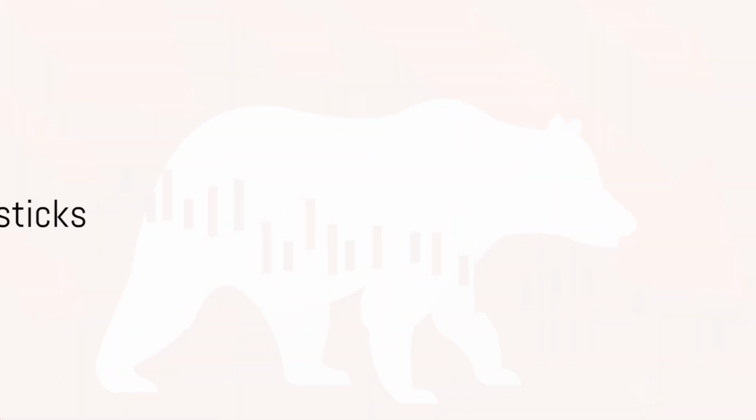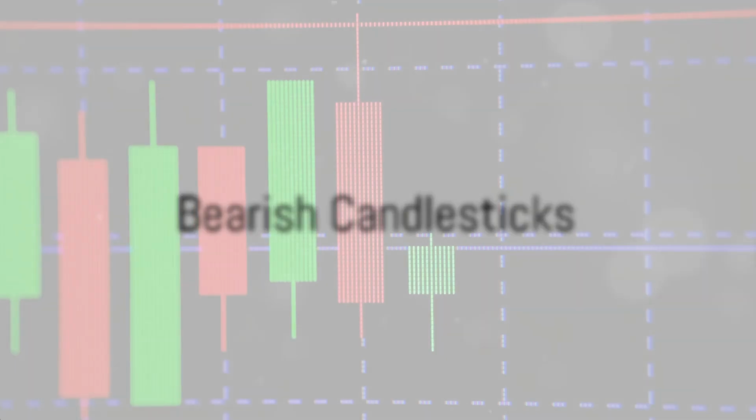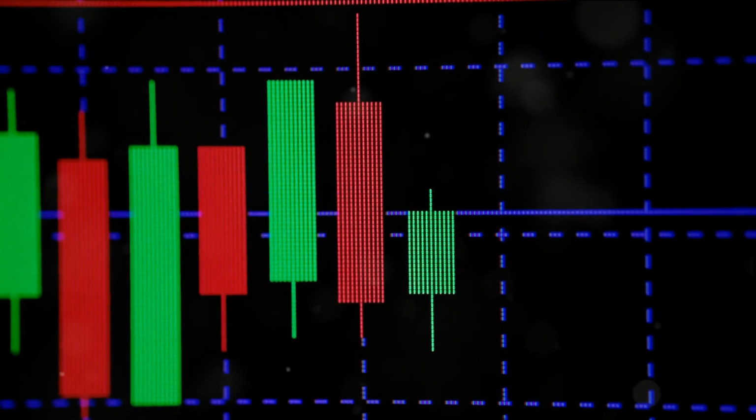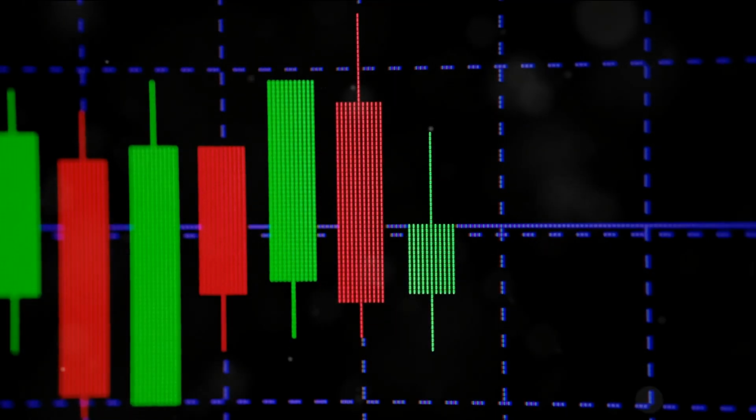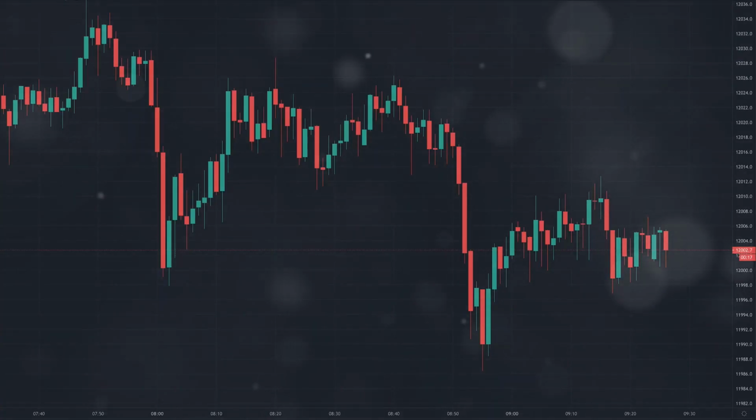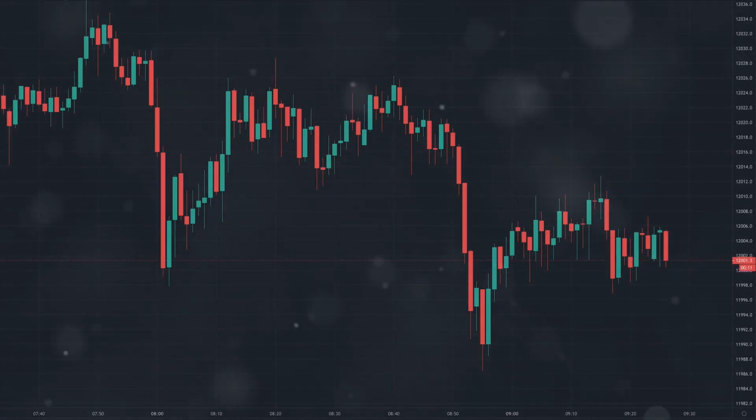What happens when the bears take over? The candlesticks tell the tale. Let's delve into the world of bearish candlesticks, signs that the stock price may be about to take a dip. 3 of the most common bearish candlesticks are the bearish engulfing, the hanging man, and the evening star. Let's start with the bearish engulfing.